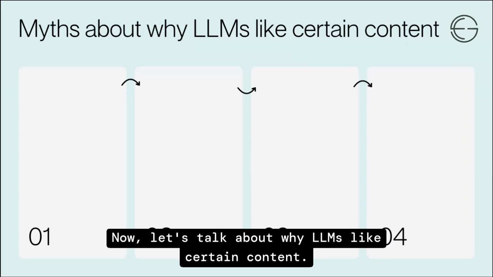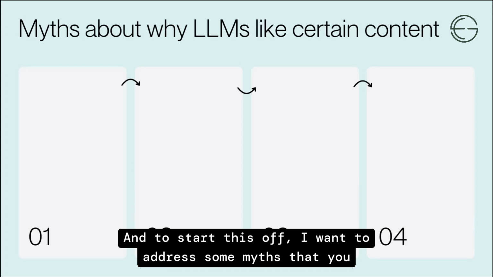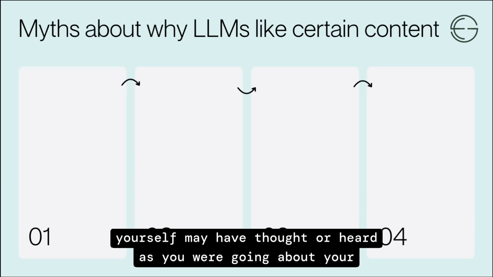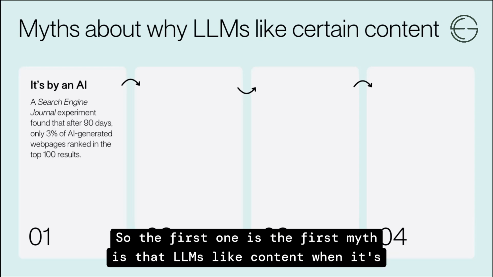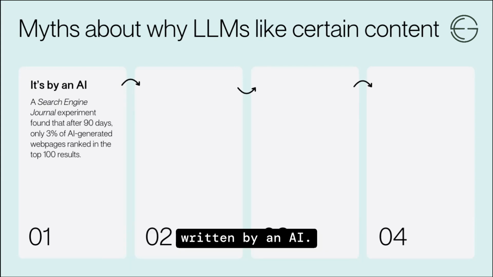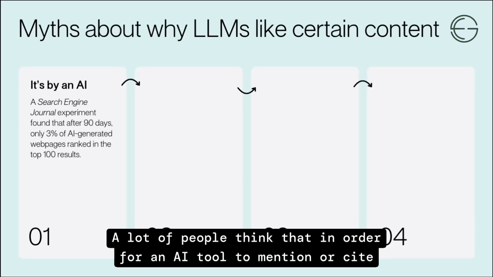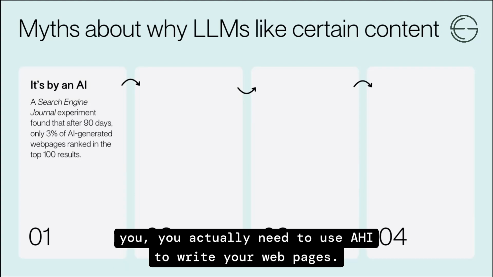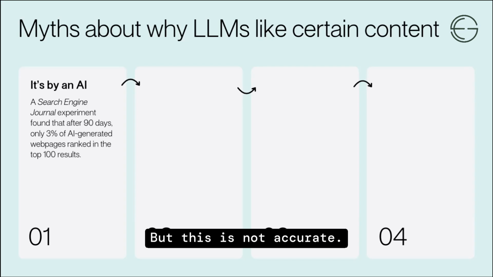Now, let's talk about why LLMs like certain content. And to start this off, I want to address some myths that you yourself may have thought or heard as you were going about your marketing work. So the first myth is that LLMs like content when it's written by an AI. This is extremely common. A lot of people think that in order for an AI tool to mention or cite you, you actually need to use AI to write your web pages. But this is not accurate.